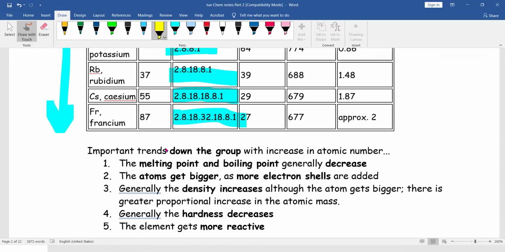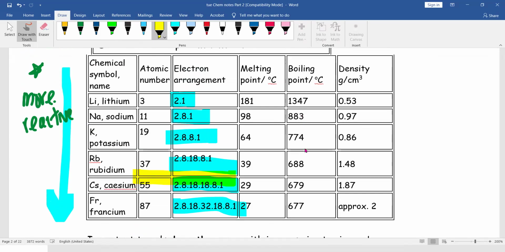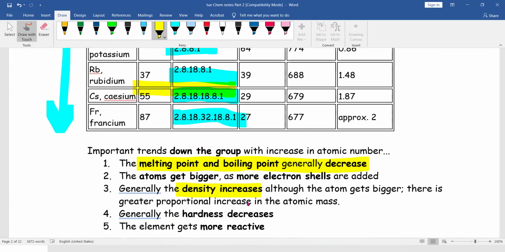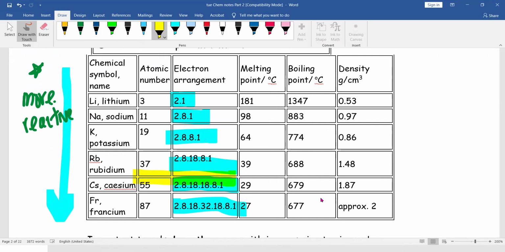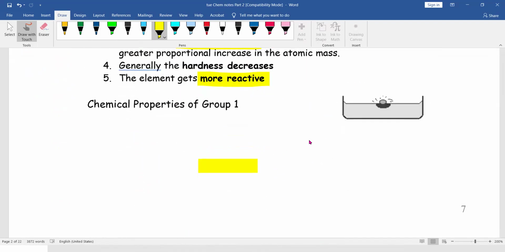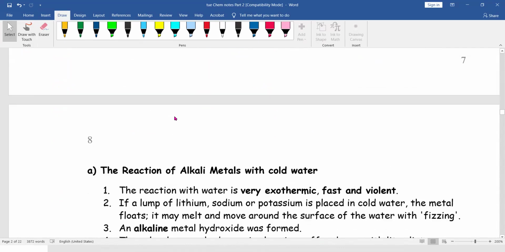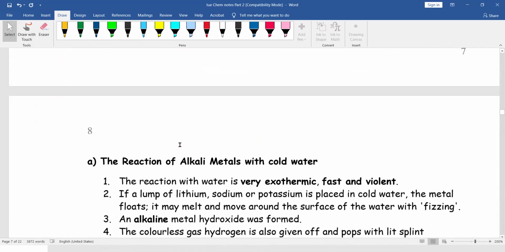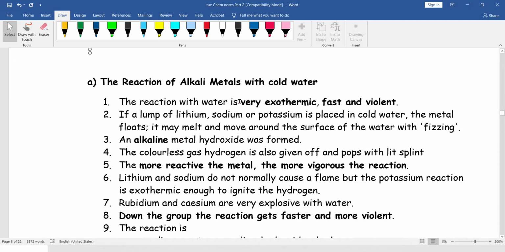So when you go down, melting point and boiling point decrease, atoms get bigger, density increases, hardness decreases. Francium is very soft. And it becomes more reactive. That's the most important. So we're going to look at the video of this. What happens when you put them in water? The reaction with water is very exothermic.